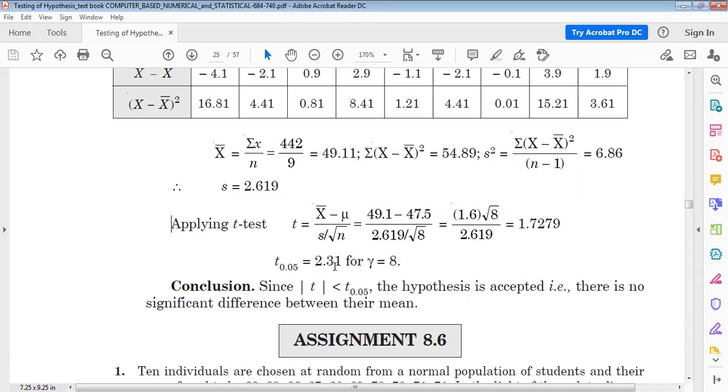At the 5% significance level, from the table we get 2.31 for 8 degrees of freedom. But this is less than the table value. If it is less than the table value, the null hypothesis will be accepted. So there is no significant difference between their means.